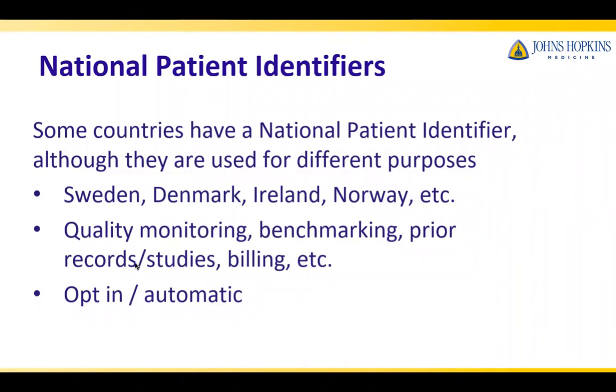Some are for pulling prior records and studies so that no matter which hospital system you went to, your studies are always available at the point of care where you are being seen. They're also used for billing. Some of these national patient identifiers are opt-in and some are automatically assigned. So at this point, I'm going to stop and make a plug that if you are ever in a position to be able to propose a national patient identifier for the United States, even if it's opt-in, we would really appreciate it. It's really hard to pull all these different records across all these different healthcare systems owned by different institutions today.